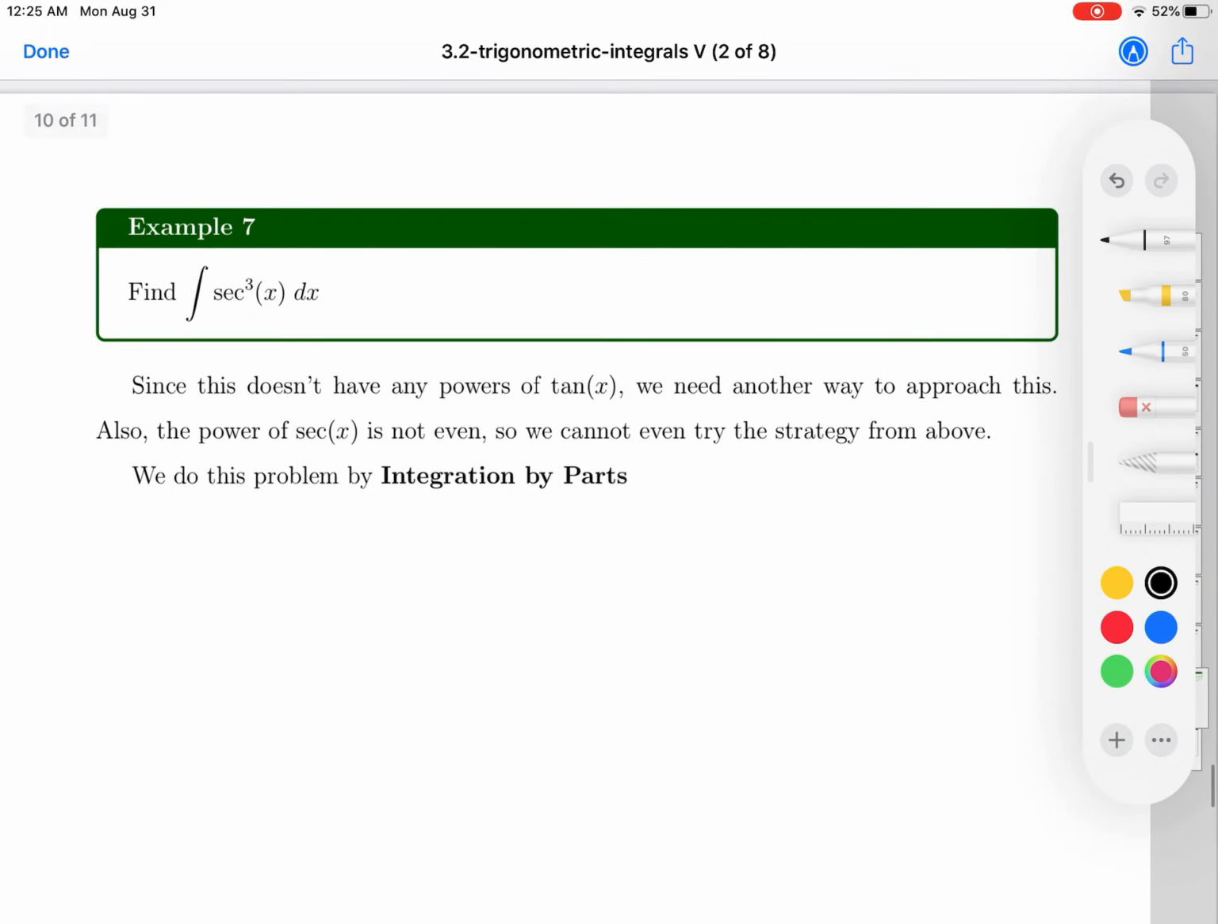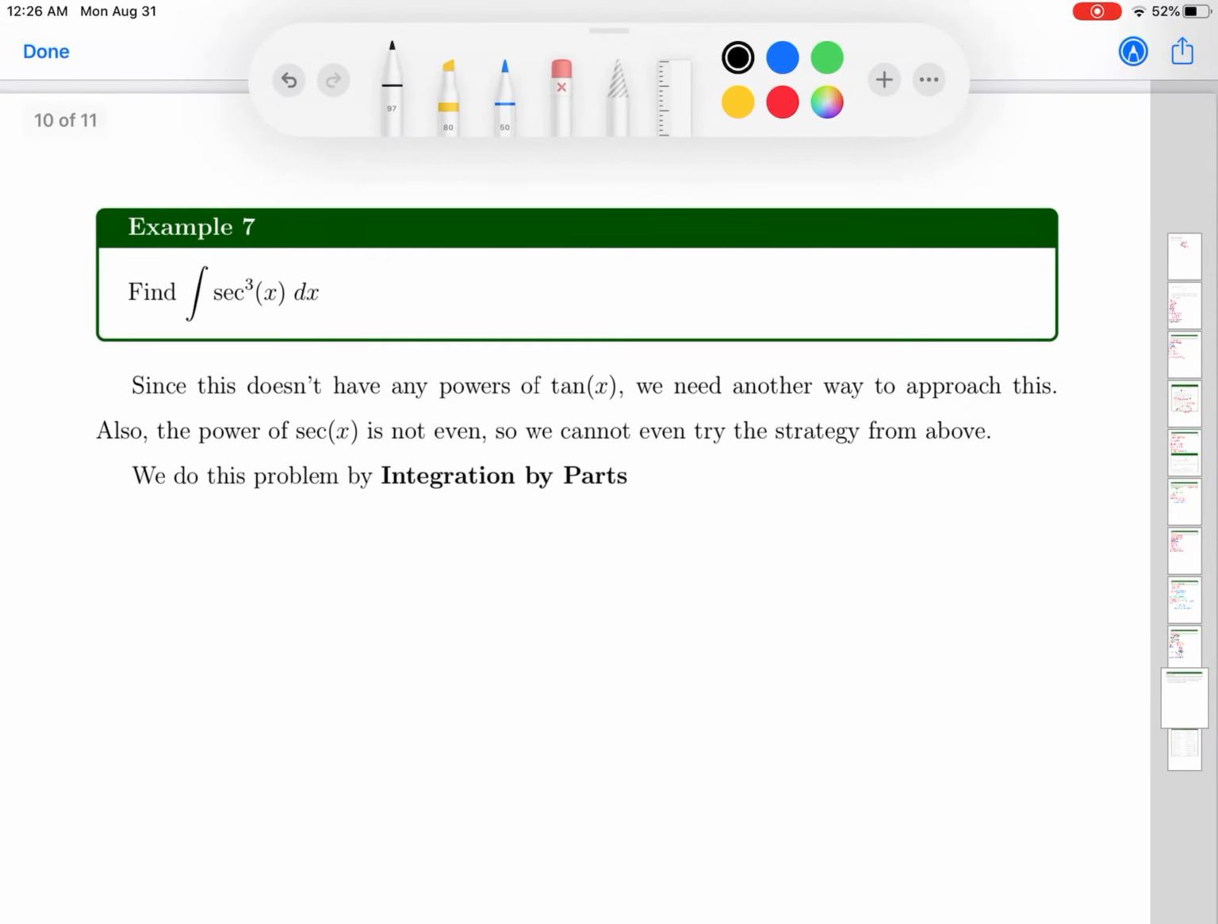Cool. So hopefully that made sense to you guys. Let's move on and talk about our next example, which is our final example. Thank God, right? So we have example 7. Example 7 can get a little bit annoying. So powers of secant can be a little bit annoying. Powers of anything can be kind of annoying.